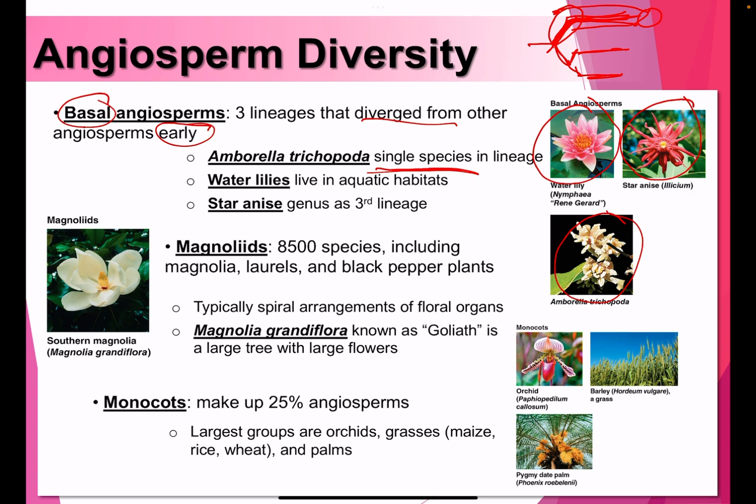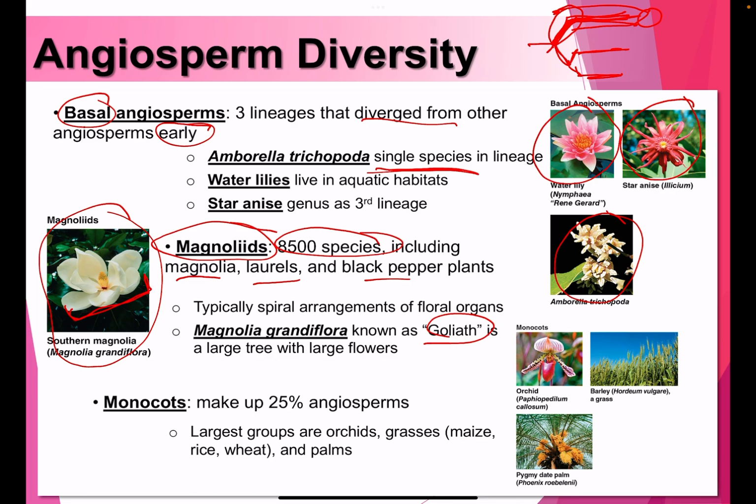Second type, and our fourth lineage of angiosperm, is magnoliids. Magnoliids is actually a large group where there's 8,500 species. So it's a big group of species we're talking about here that include your magnolia, laurels, and black pepper plants. And we usually see magnolia trees in our neighborhood or in your neighbor's backyard, and they form these beautiful big flowers that can be as big as 1 foot across in size. This particular species of magnolia is called Magnolia grandiflora and is also known as Goliath for the size of its flowers.